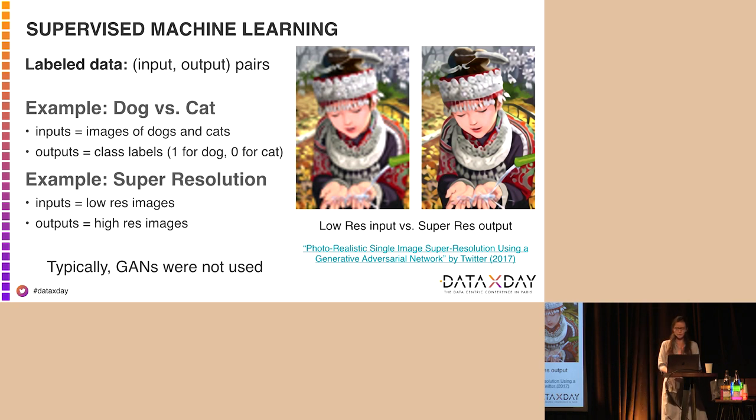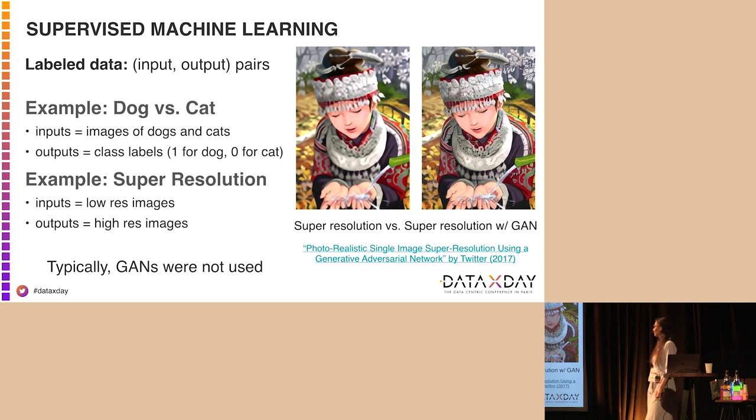Before we do that, I will just mention that typically GANs were not used for these sorts of supervised learning tasks. However, we can look at the super resolution model developed still by Twitter and compare the result with GAN on the right to the result without GAN on the left. And hopefully you can see from a distance that the one on the right actually looks quite a bit better. It has better visual quality.